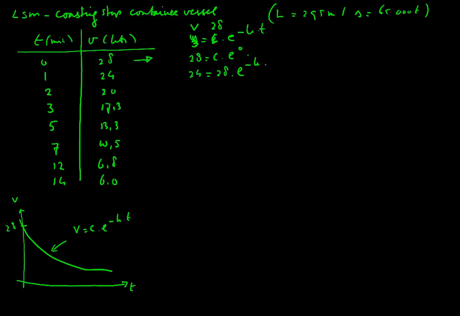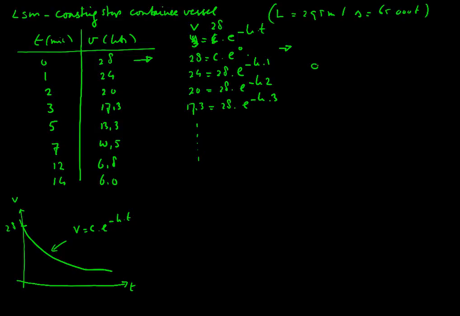Well, you put in the other numbers. 24 equals 28 times e to the minus k, and we have a time of 1 minute. 20 knots equals 28 times e to the minus k, 2 minutes. 17.3 is 28 times, okay, this will be 3 minutes. Well, and so on and so on. You can figure it out yourself.